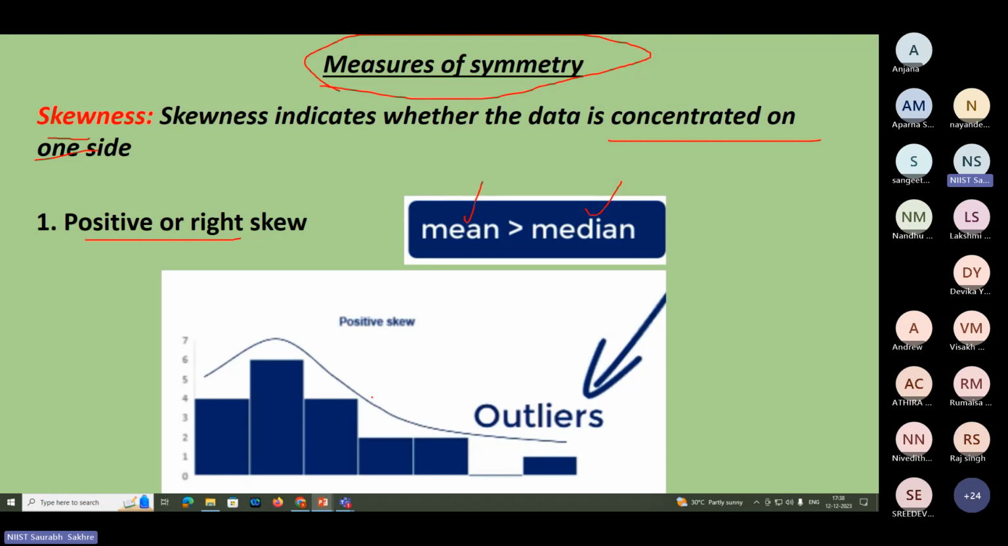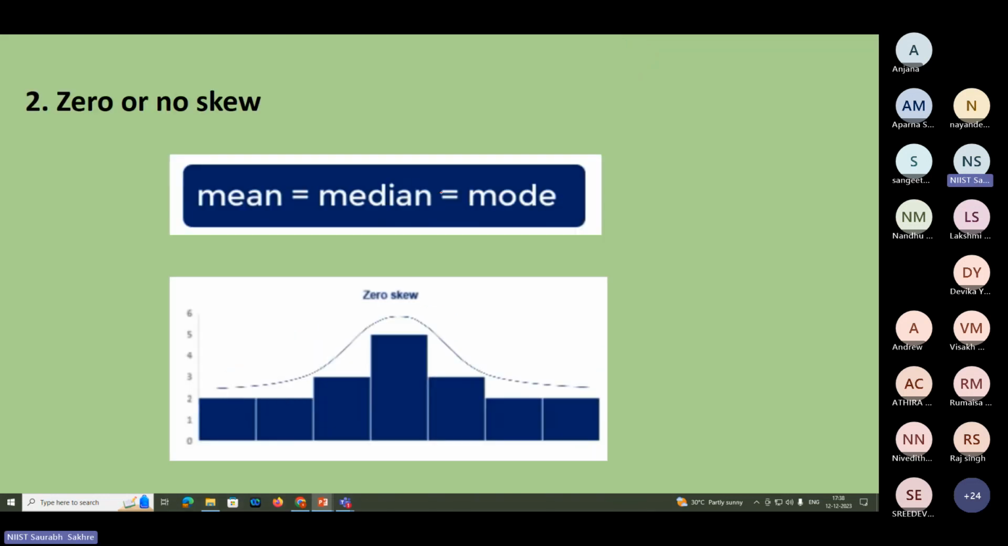In those cases, the data will be concentrated on the left side and there will be a skew or a flat line on the right side. That's why it is called positive or right skew. And sometimes there may be outliers also. So that kind of data is known as positive or right skew, when the mean is greater than the median.